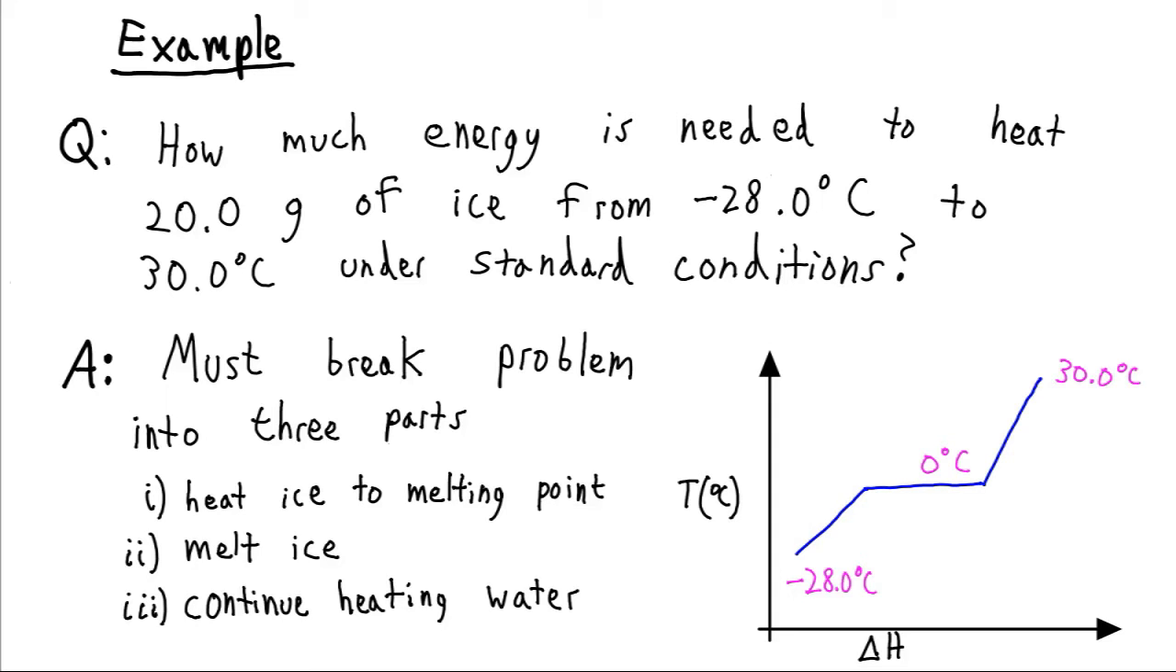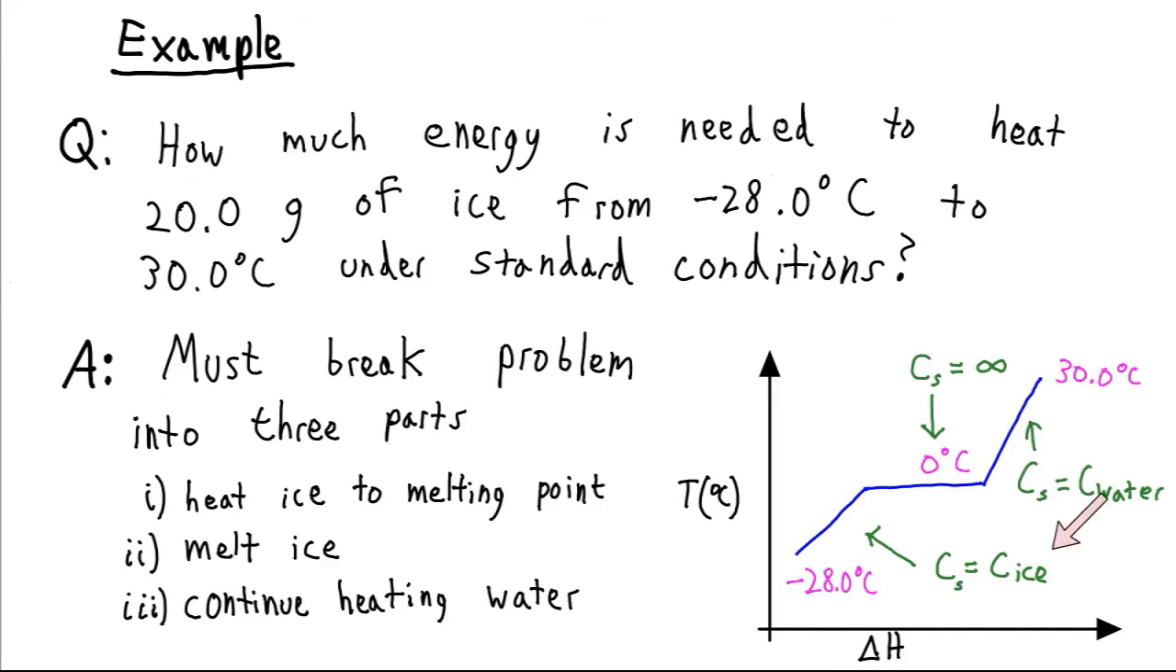So we'll need to figure out this delta H in this region where we are heating the ice. We'll need to figure out the delta H in this region where we are melting the ice. And then we will need to figure out the delta H in this region where we are warming the water.